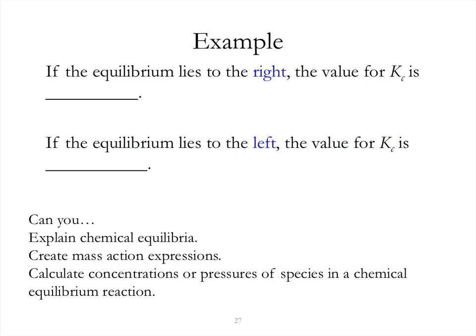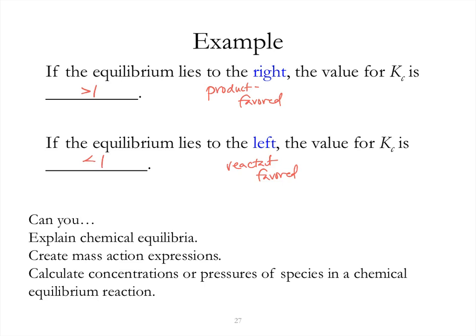To summarize, if your equilibrium lies to the right, it's product favored, and the value for Kc is greater than 1. If it lies to the left, that means it's reactant favored, and the value for K would be less than 1.